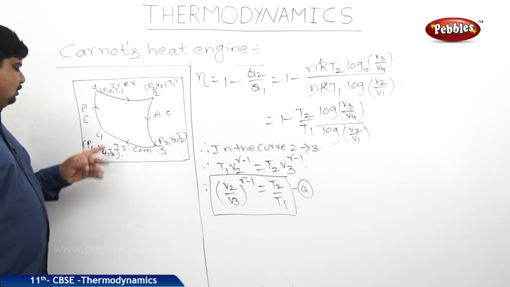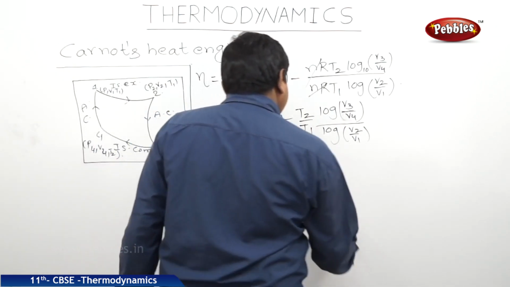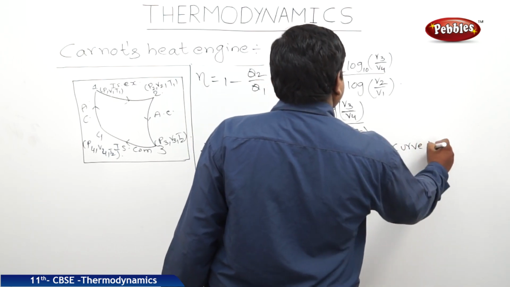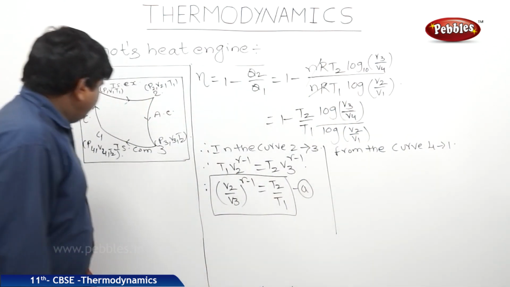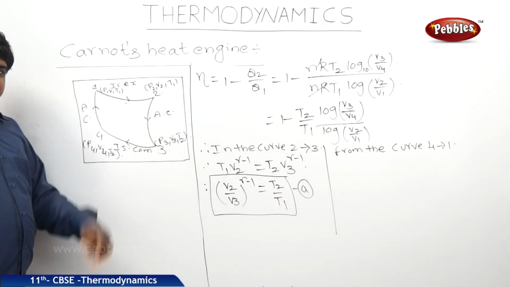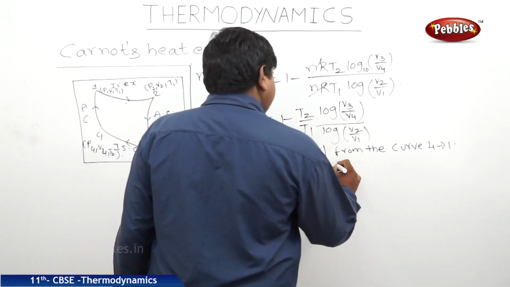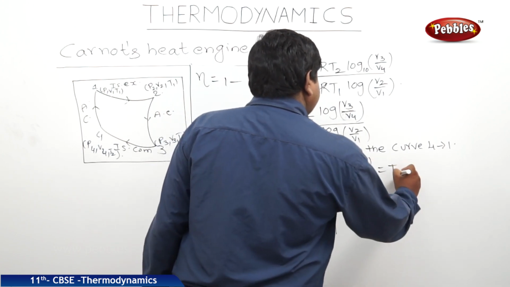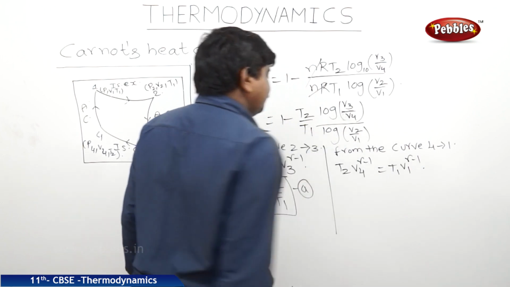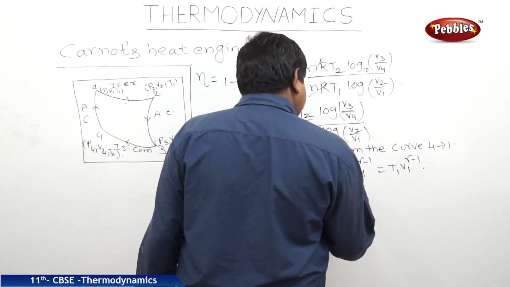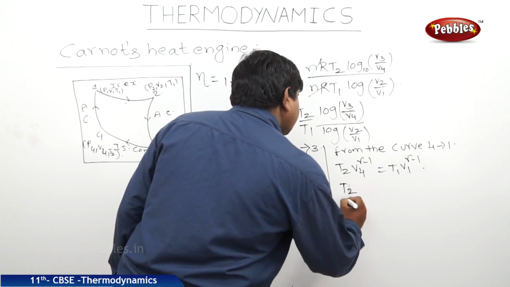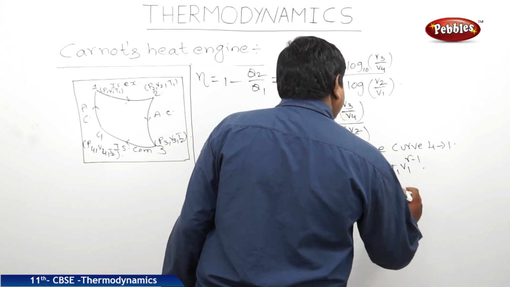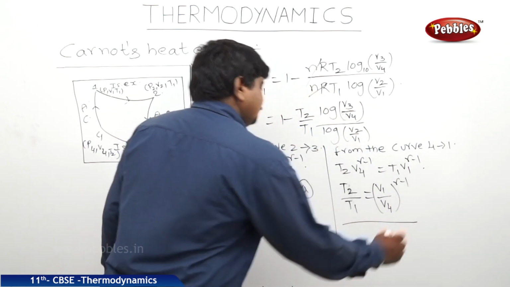If you see the same curve from 4 to 1, here the temperatures are T2, V4 and T1, V1. Therefore, T2 into V4 power gamma minus 1 is equal to T1 into V1 power gamma minus 1. From this, T2 by T1 is equal to (V1 by V4) whole power gamma minus 1. This is equation B.